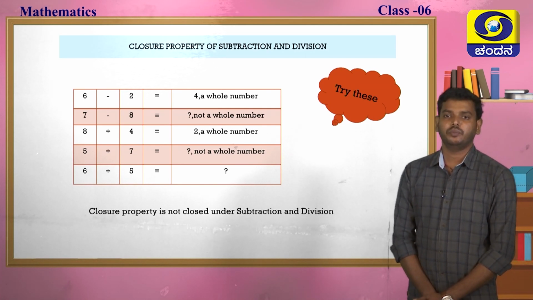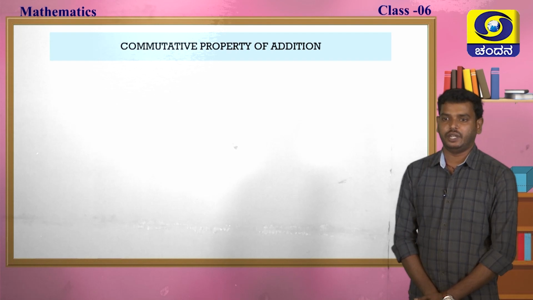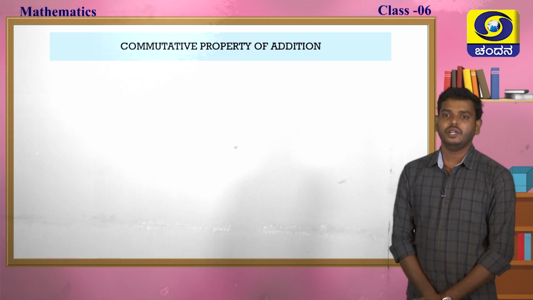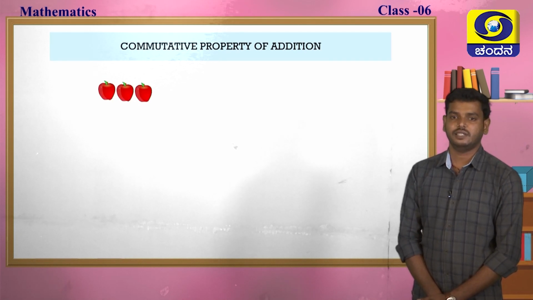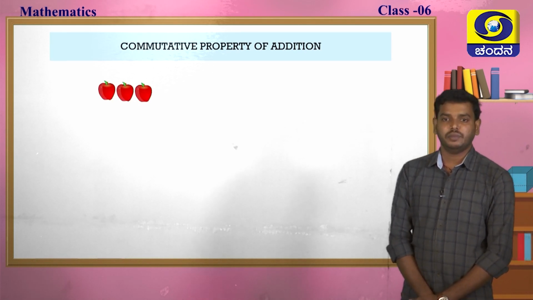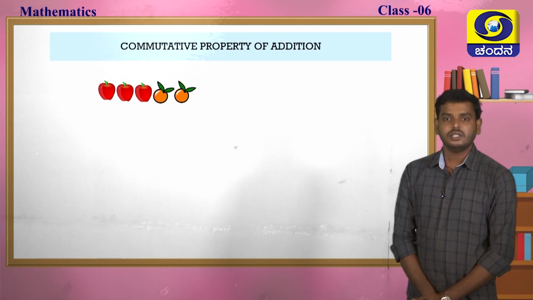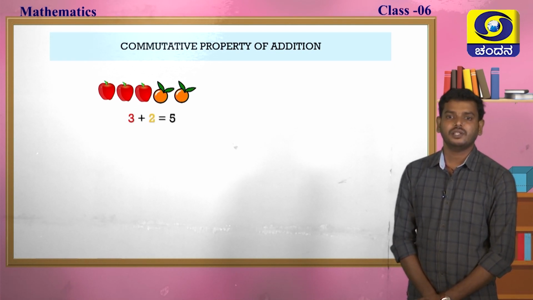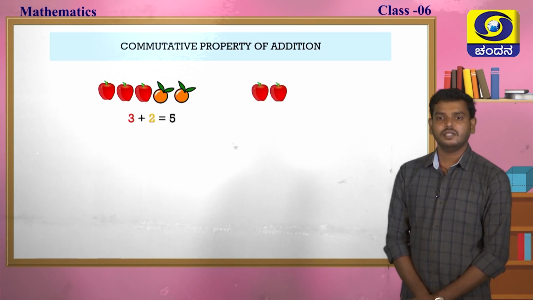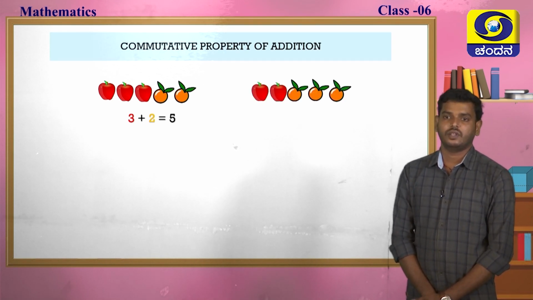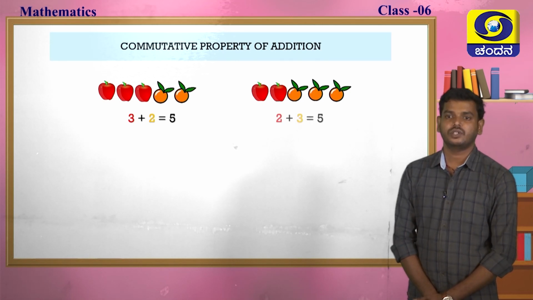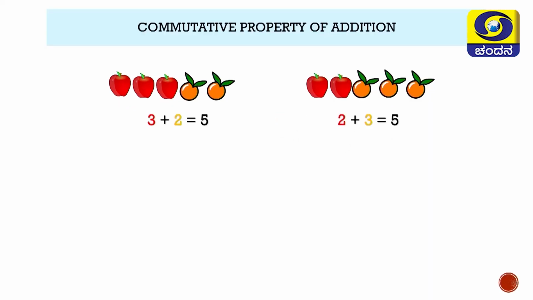Next, we will move to commutative property. We will see commutative property of addition first. What does it say? For example, we have 3 apples over here and 2 oranges, which gives you 3 plus 2 is equal to 5. Is it correct, children? And on the other side, 2 apples and 3 oranges, which gives you 2 plus 3 is equal to 5.